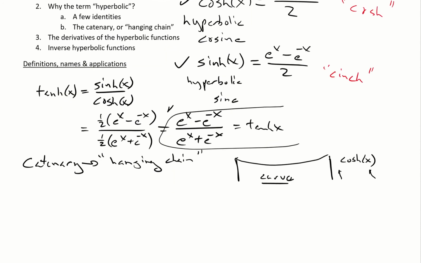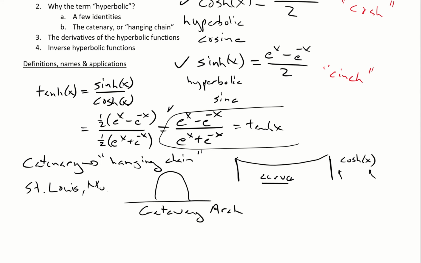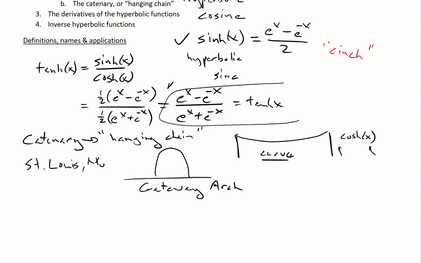A famous one is in St. Louis, Missouri, but it's upside down. And you guys know what I'm talking about? Yeah, that's the Gateway Arch. The gateway to the west, and it is actually based upon the hyperbolic cosine function. It's very sturdy as a result, so it's in a lot of engineering applications. Okay, names, applications, definitions, all that stuff. That's this page.